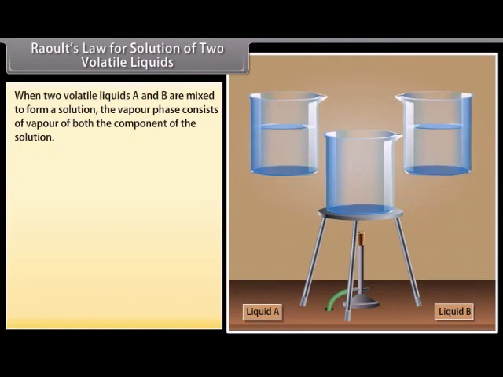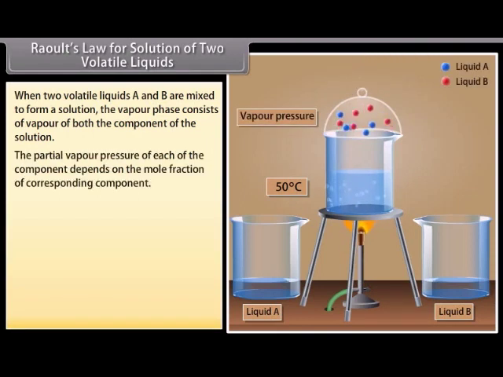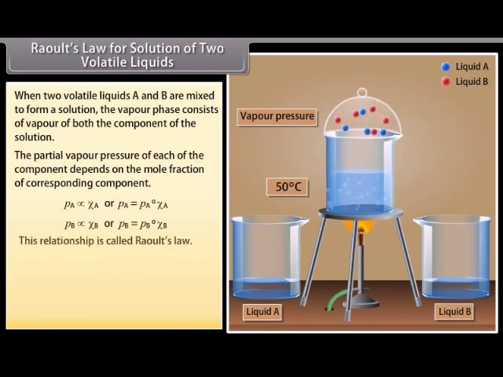Raoult's law for solution of two volatile liquids. When two volatile liquids A and B are mixed to form a solution, the vapor phase consists of vapor of both the components of the solution. The partial vapor pressure of each of the component depends on the mole fraction of corresponding component. PA = PA° × XA, and PB = PB° × XB. This relationship is called Raoult's law.